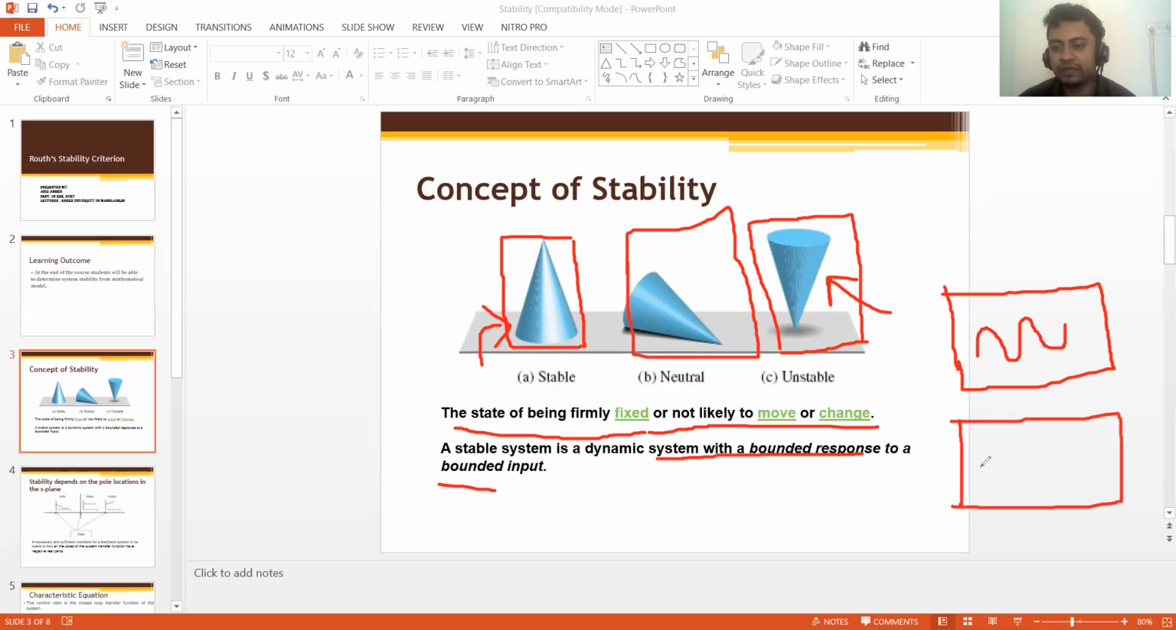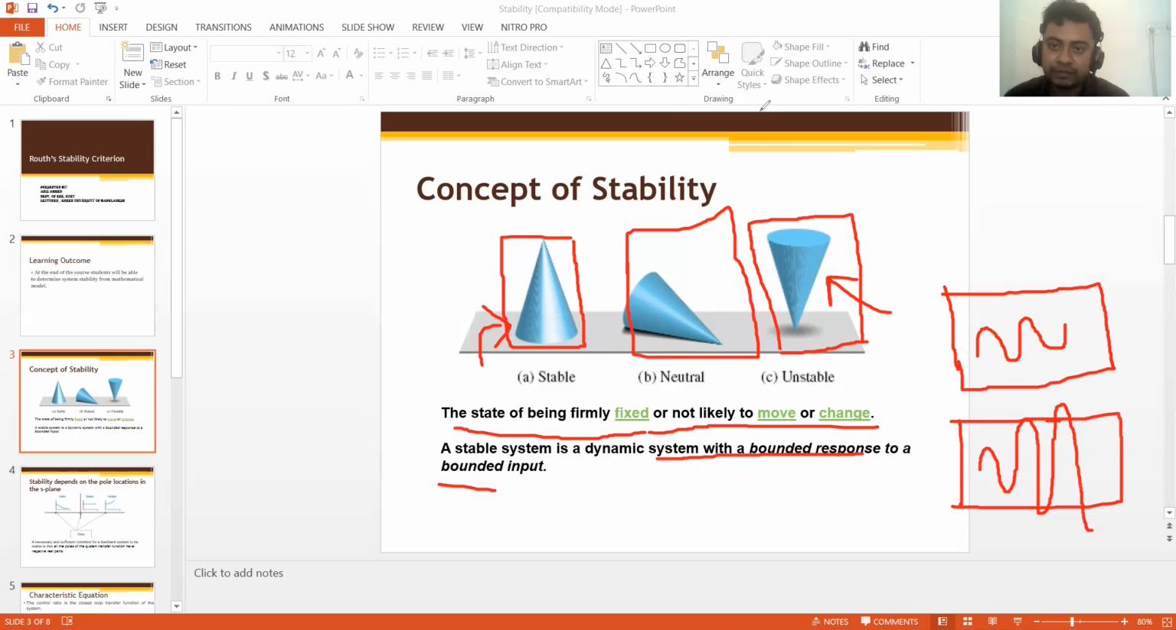That means if a response is increasing with the passage of time like this, so it crosses the boundary. So we can say this response is unstable. This response demonstrates the unstable condition.